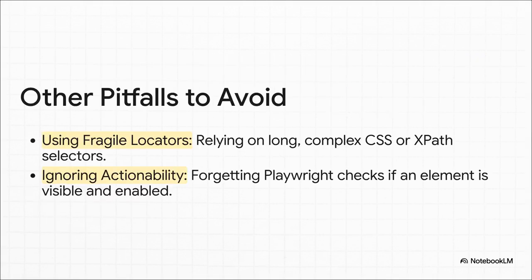A couple of other big ones. Using those fragile locators we just talked about, the super long, specific ones that break if someone sneezes on the code. And the other is forgetting about actionability. Just because an element exists in the HTML somewhere doesn't mean a user can actually click it. If it's hidden or disabled, Playwright is going to correctly wait, and your test will eventually time out, which is exactly what should happen, because a real user would be stuck too.